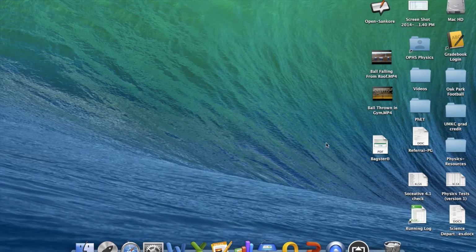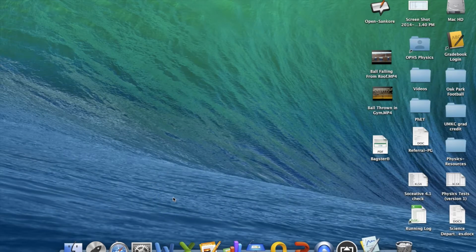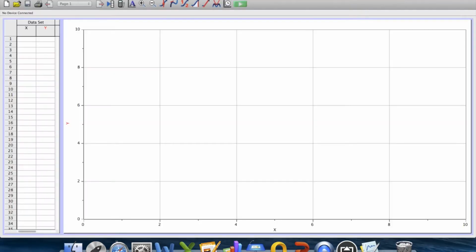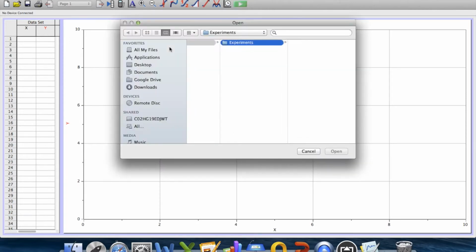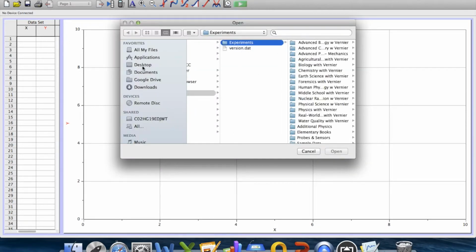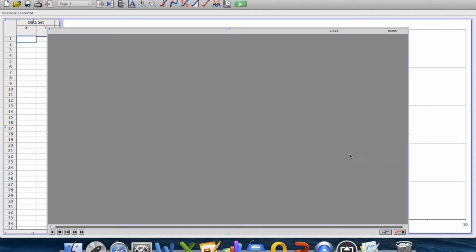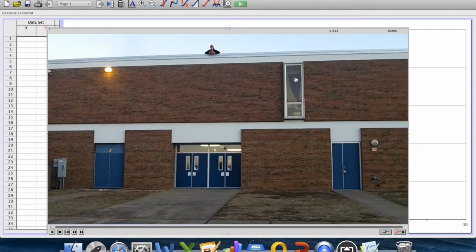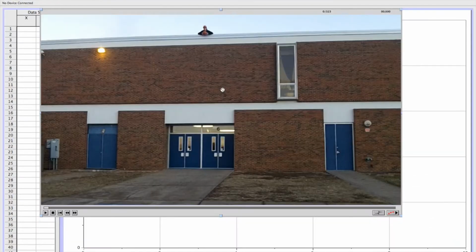I've got the videos on my desktop. You can see them right here. But let's go to Logger Pro, and I'm going to go to Insert, Movie. Hopefully you guys have gotten used to this process of inserting movies. I've inserted the ball falling from the roof video. I'm going to make that full screen. There we go. That's nice.